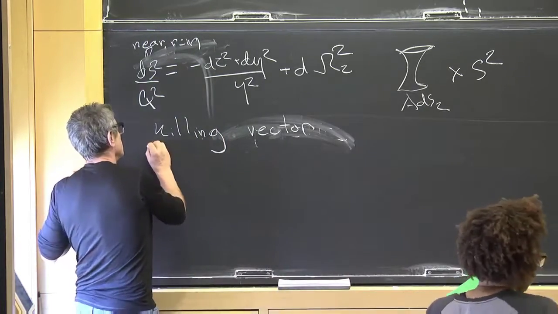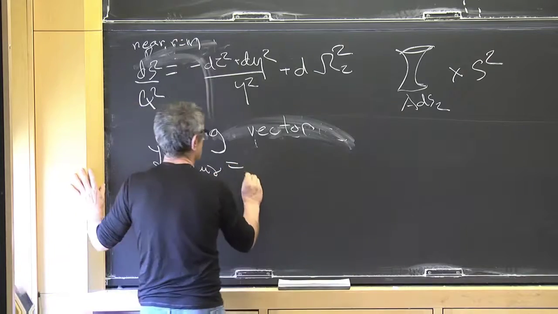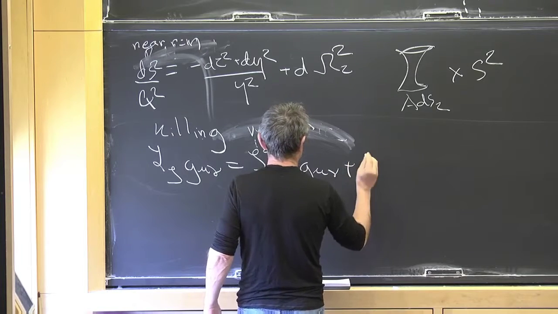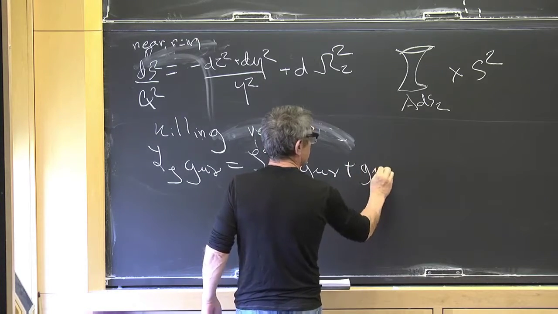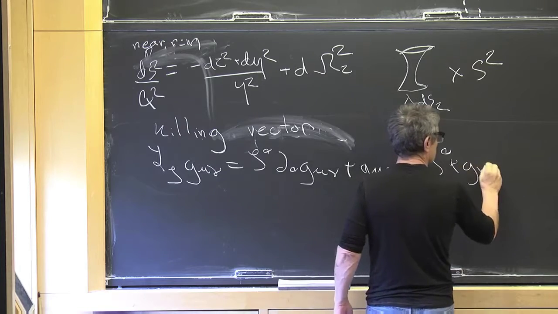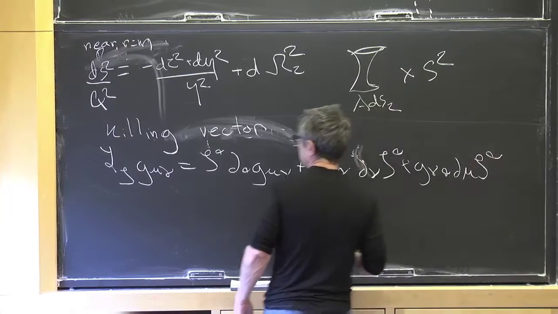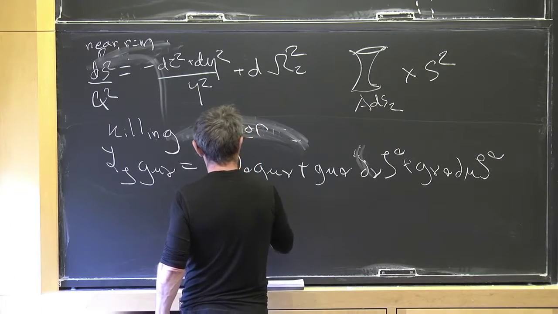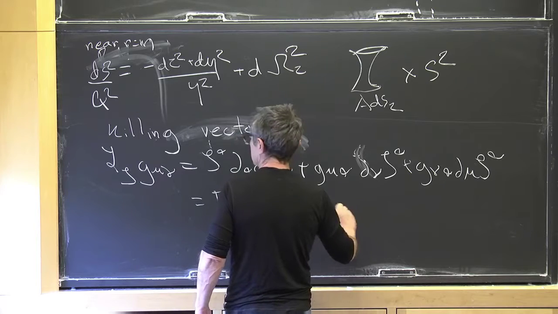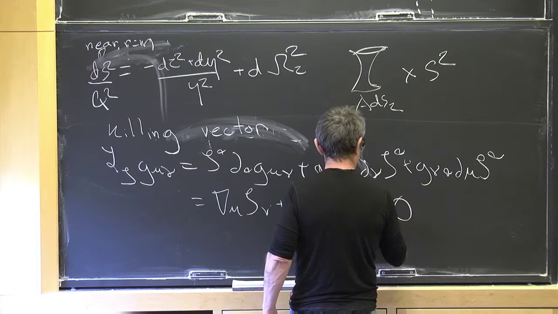And a Killing vector field is a vector field with the property that its Lie derivative, which is zeta alpha d alpha g mu nu plus g mu alpha d nu zeta alpha plus g nu alpha d mu zeta alpha, which works out to be the symmetrized covariant derivative of zeta, is equal to 0 for a Killing vector.